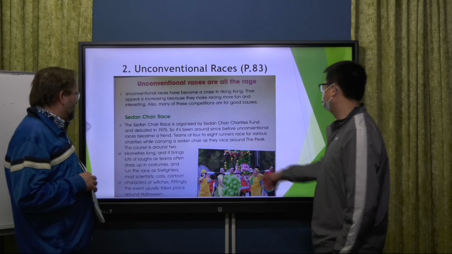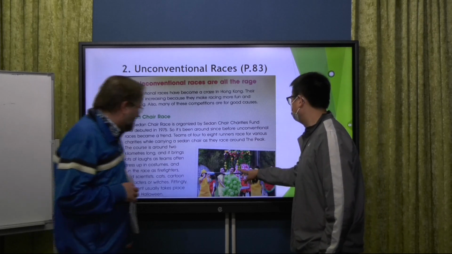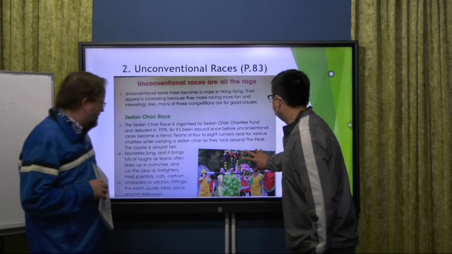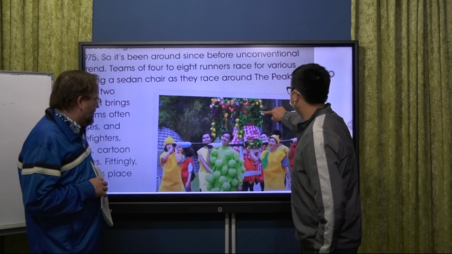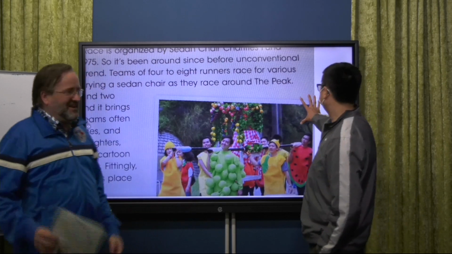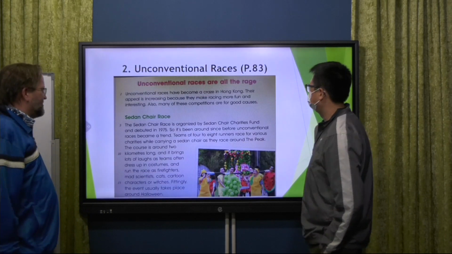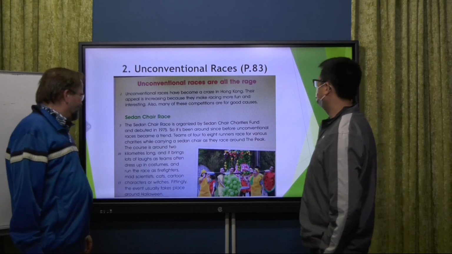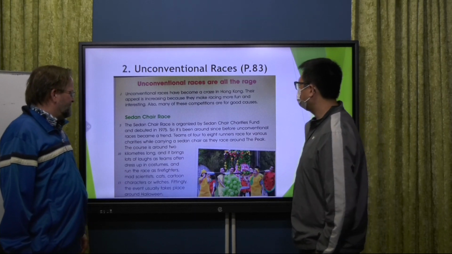word as somebody is sitting on something. Can we see this picture a little bit better? Okay, so people are holding them up, you sit in the chair, and people are carrying you around. It's an unusual name, actually, for this. And then another difficult word.